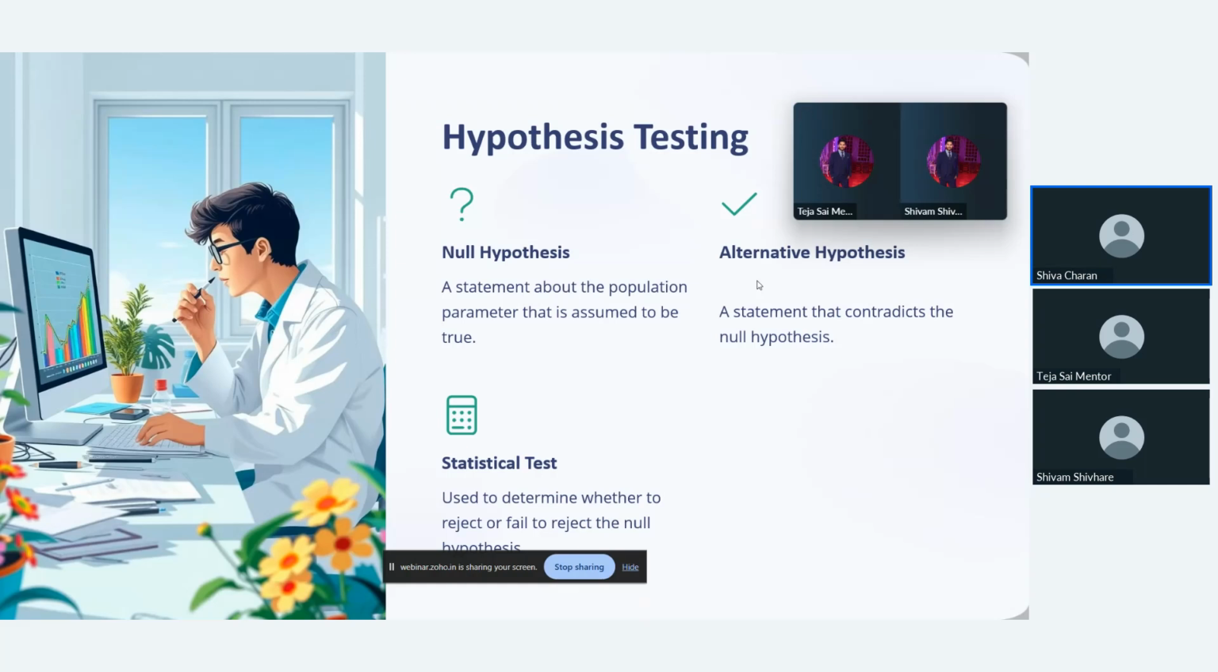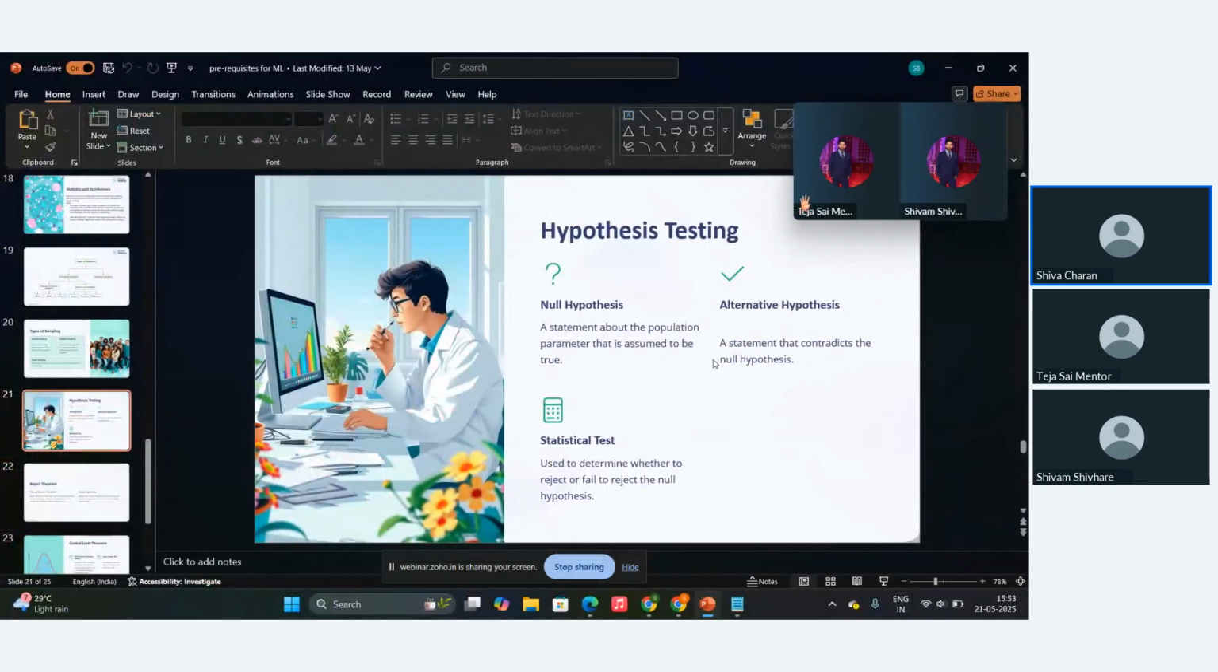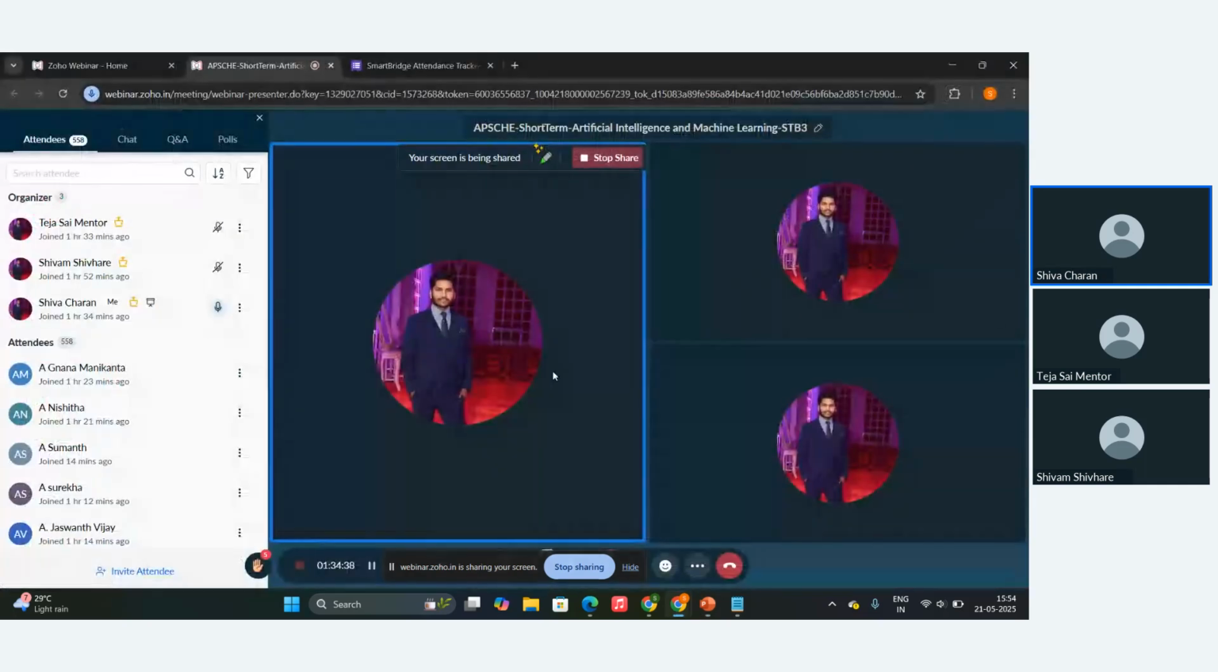So what is this hypothesis testing? In hypothesis testing, we'll be having two types: null hypothesis and alternate hypothesis. Let me just write it in the notepad. Let me know if writing the content in the notepad is helping you understand the things, or whether directly explaining is better.